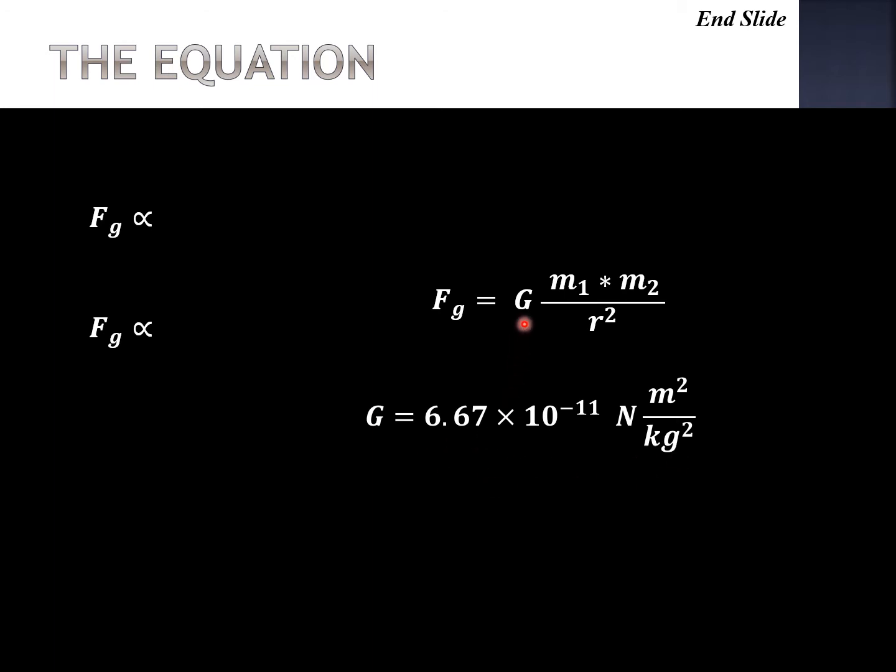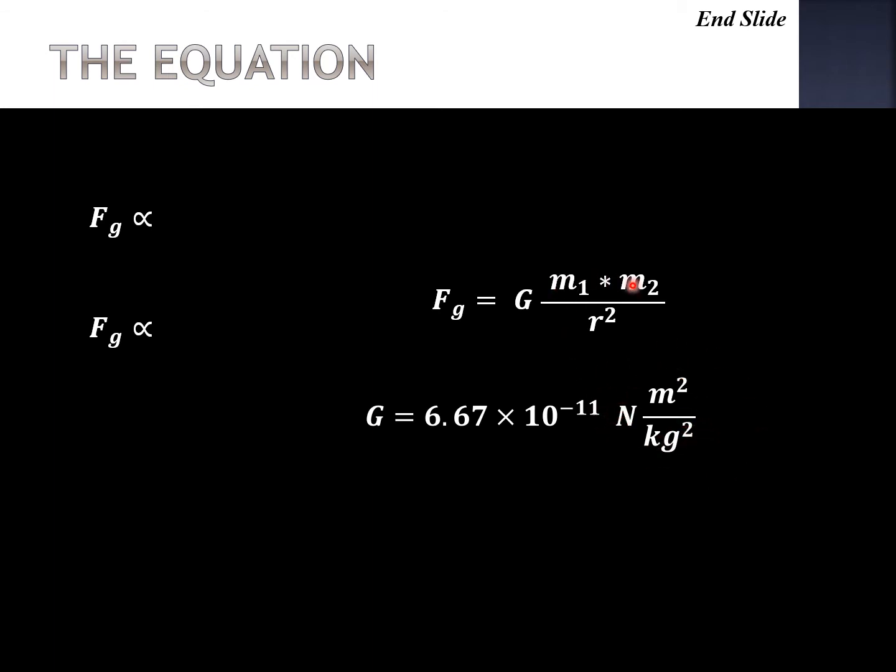That always goes into the equation, 6.67 times 10 to the negative 11th. Then you multiply that by the mass of the two objects that you're trying to figure out the forces between, and the distance between the two squared. Divide by that.